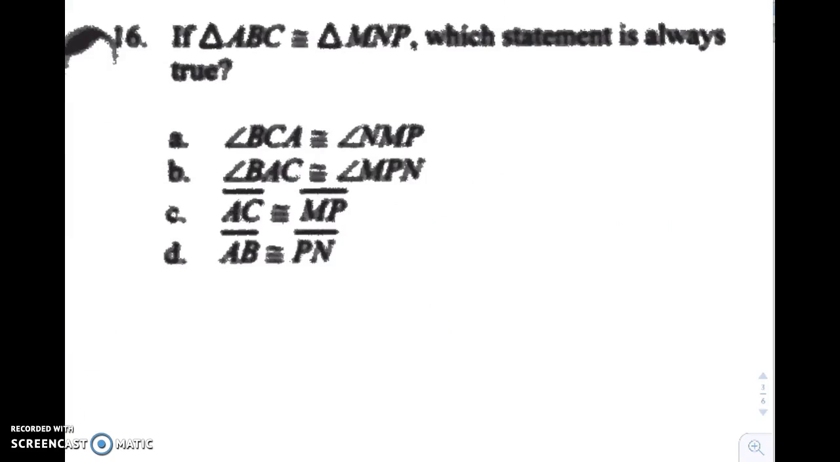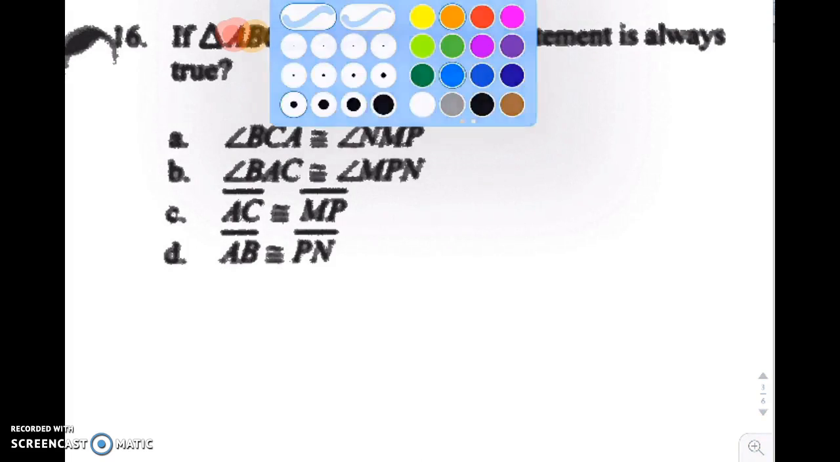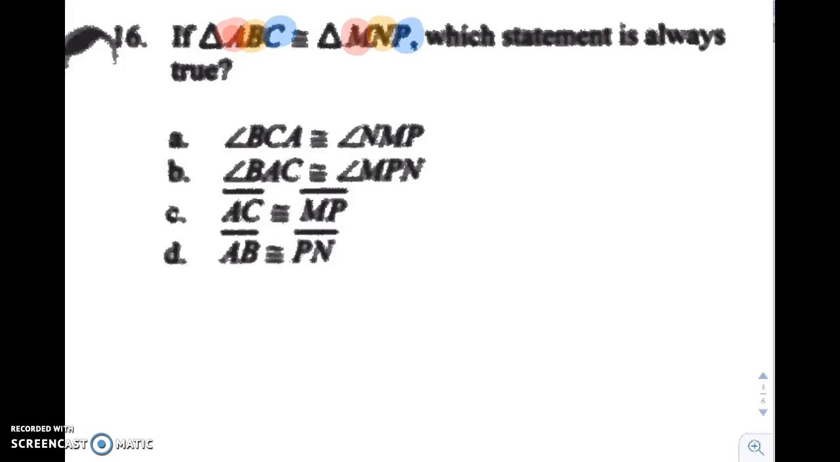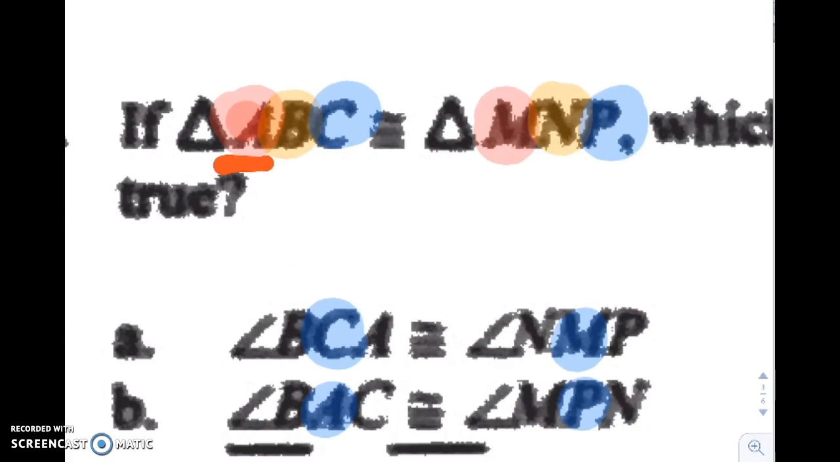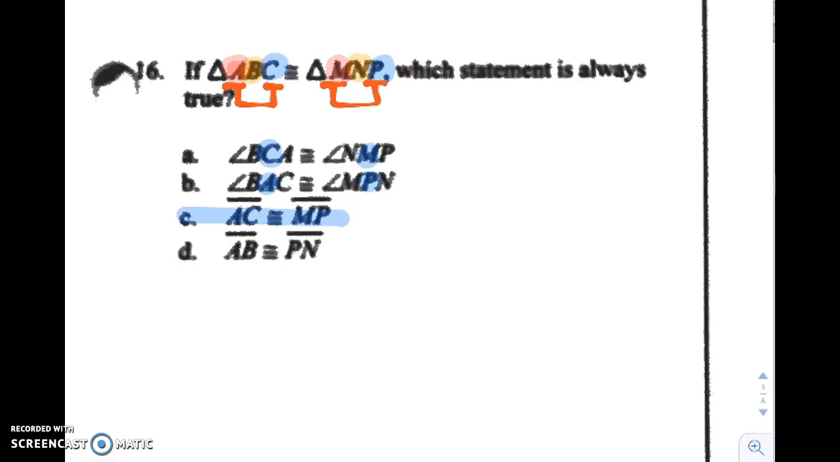In number 16, A goes with M, B goes with N, and C goes with P. So which statement is always true? Angle C does not go with angle M. Angle A does not go with angle P. Let's say if this works, does AC go with MP? AC, first and third, MP, first and third. That is the exact same corresponding side.